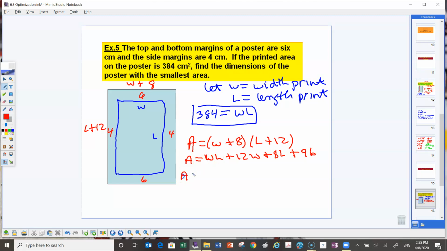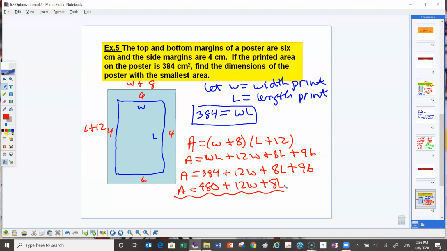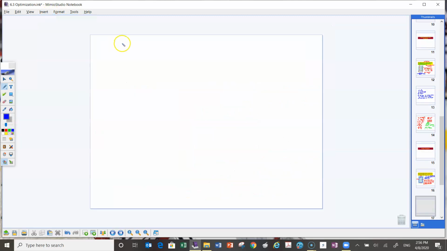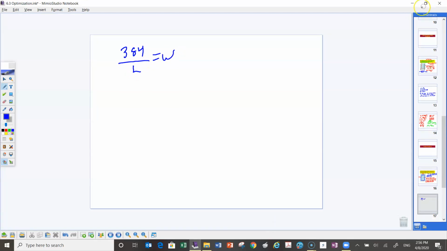I can simplify this a bit more before I take the derivative. In place of WL, I know that this is 384, plus 12W plus 8L plus 96. If I collect like terms, I get 480 plus 12W plus 8L. And this is the one that I want to take the derivative of. But again, I have two variables, so I'm going to use my first equation to isolate one of my variables. So 384 divided by L is going to equal W.